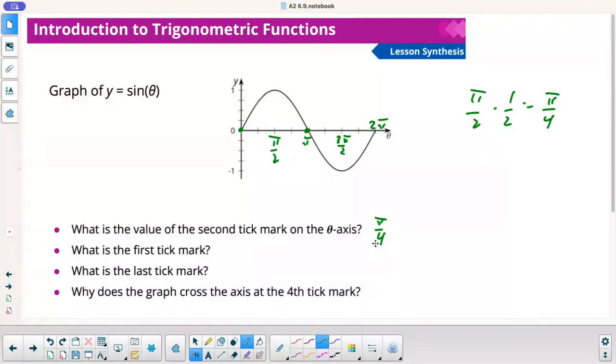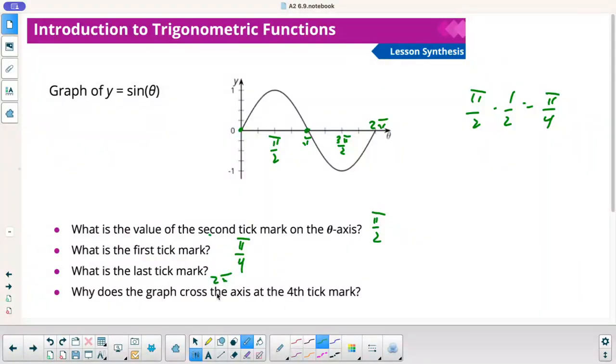That's sloppy. Pi over 4. There we go. What's the first? Oh, shoot. I answered that wrong. This is pi over 4. Sorry. The second tick mark was pi over 2. The last tick mark is 2 pi.